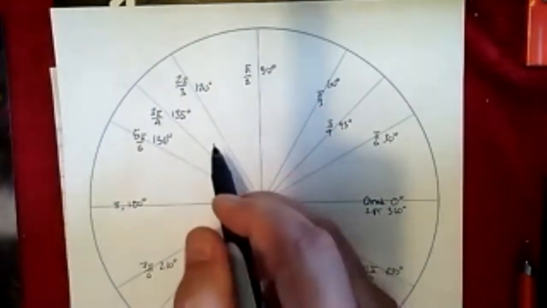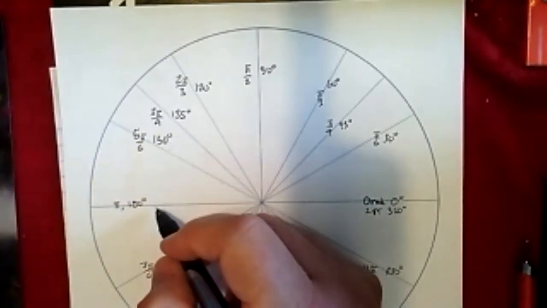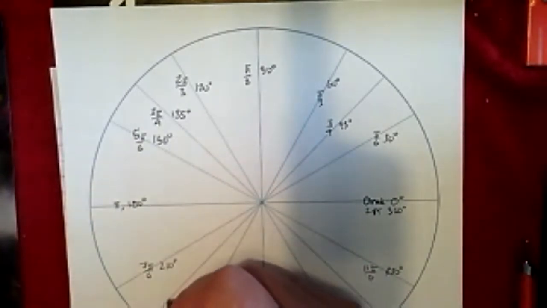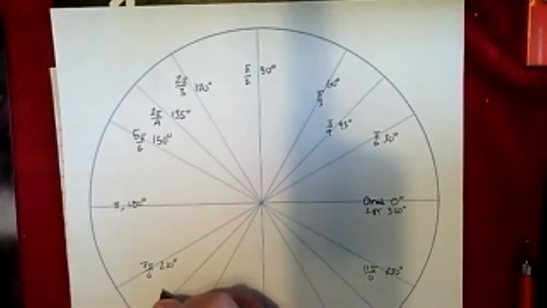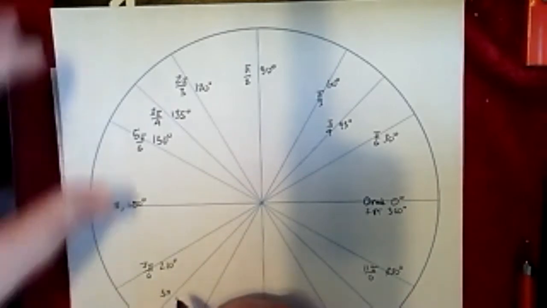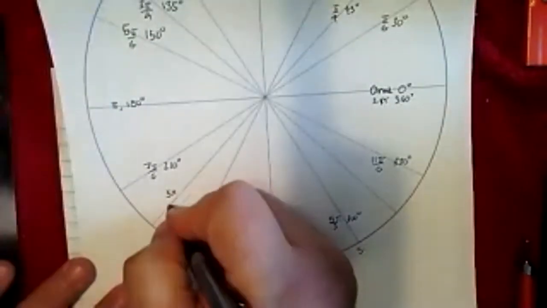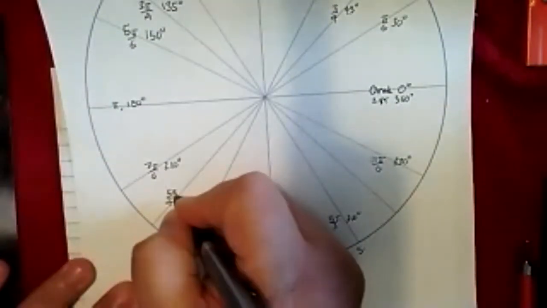So now we can jump to, that was 3 pi over 4. This is 4 pi over 4. This is 5 pi over 4. Again, 5 pi over 4 doesn't reduce. And I'm getting close to the bottom of the paper again, so I move the paper back up. So this is 5 pi over 4.